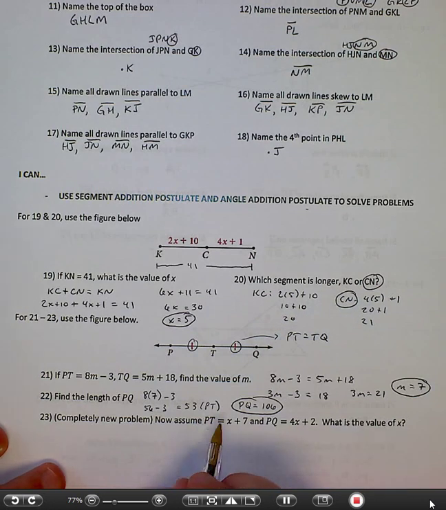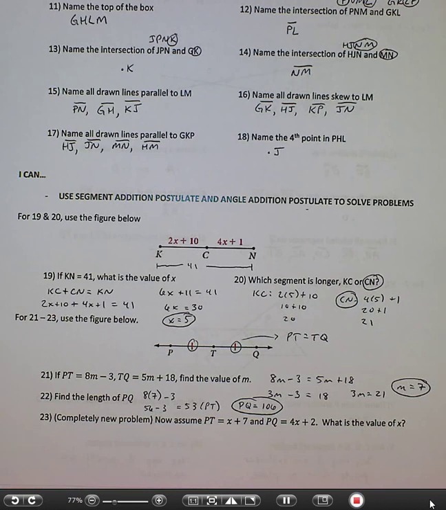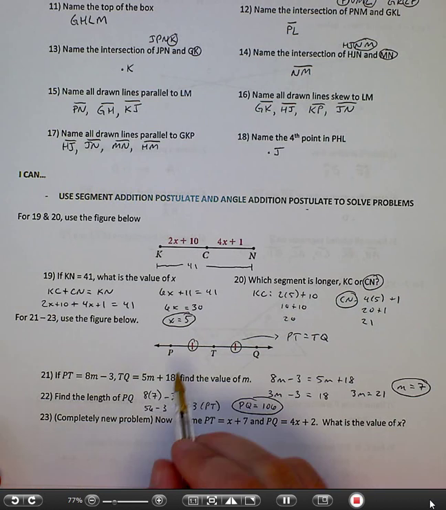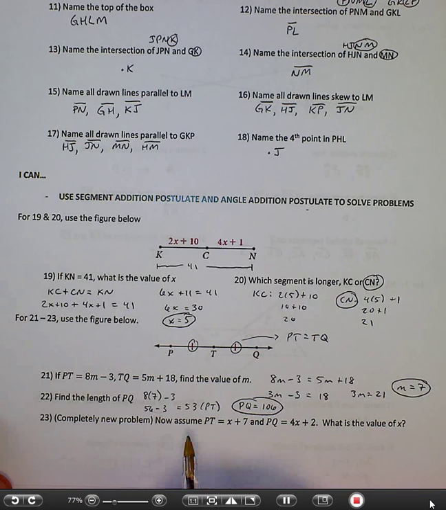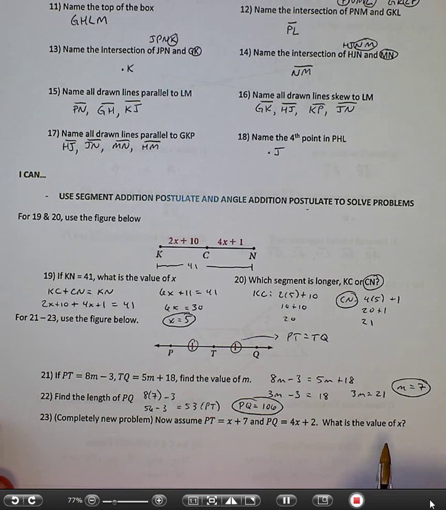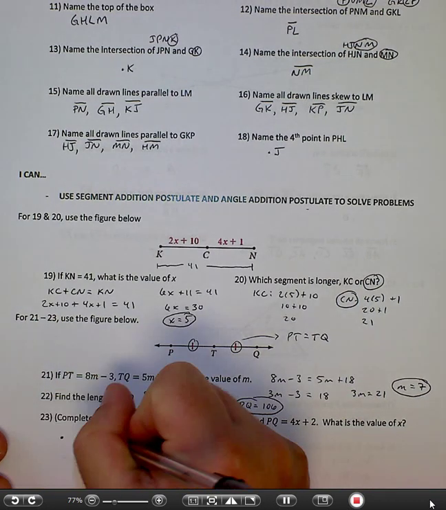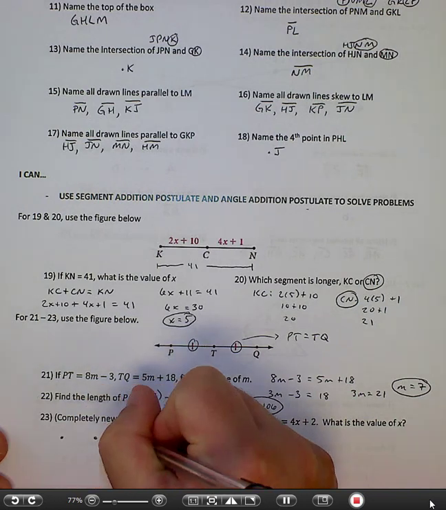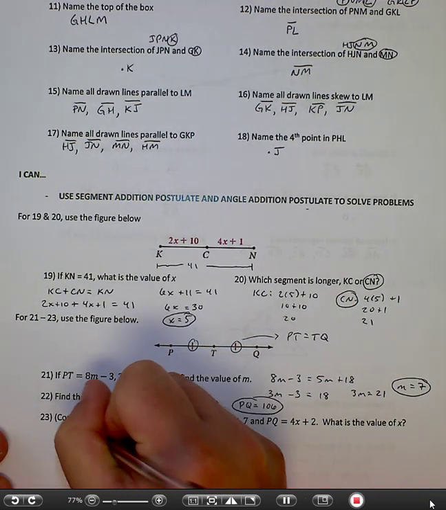So 23 is a completely new problem using the same picture. Assume PT is x plus 7 and PQ is 4x plus 2. What is the value of x? This one's a little tricky because I'm giving you only one portion. This is x plus 7 and this is 4x plus 2.